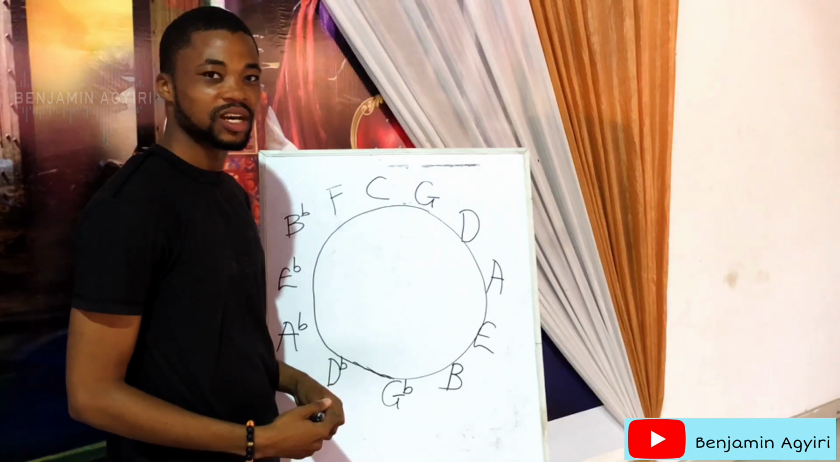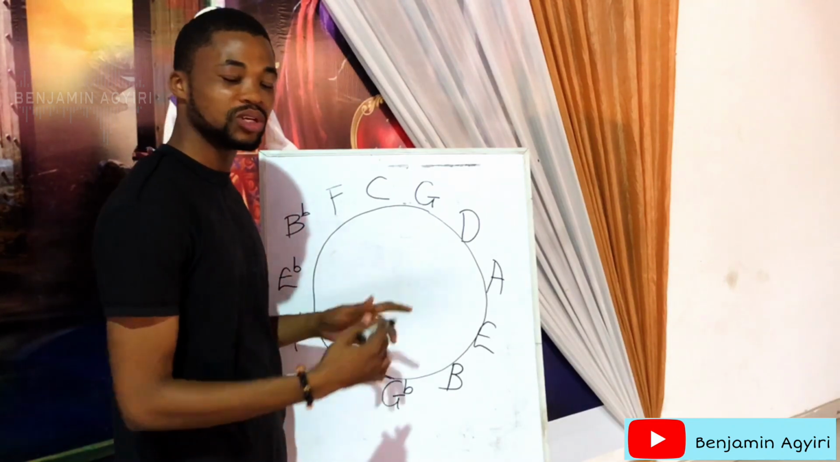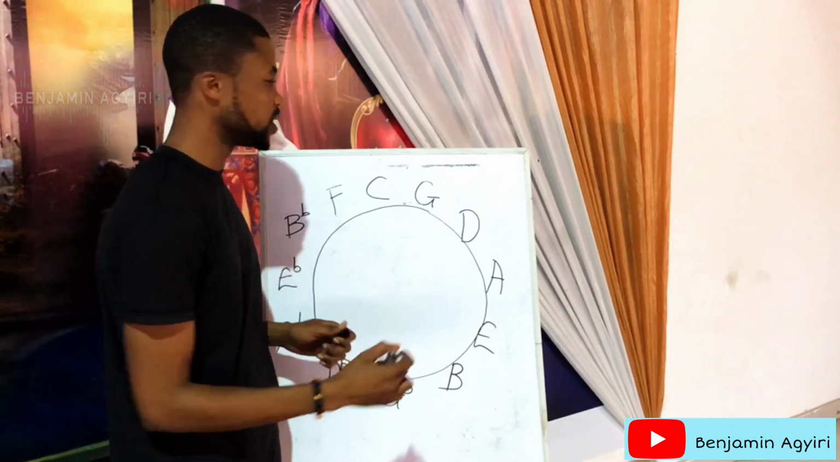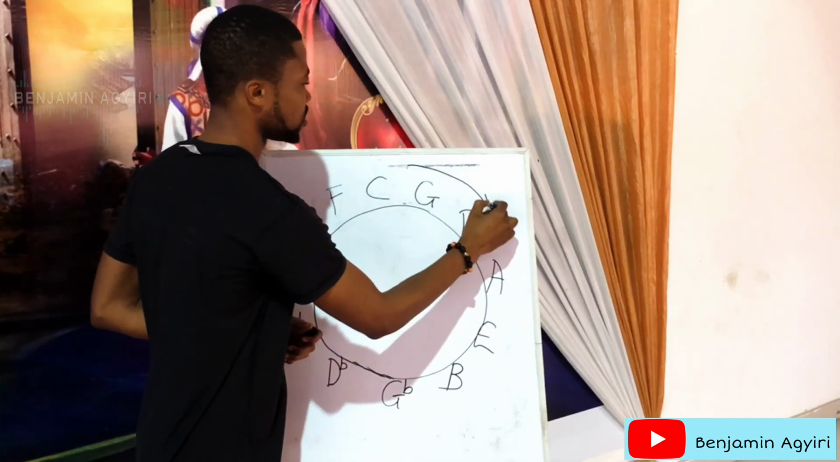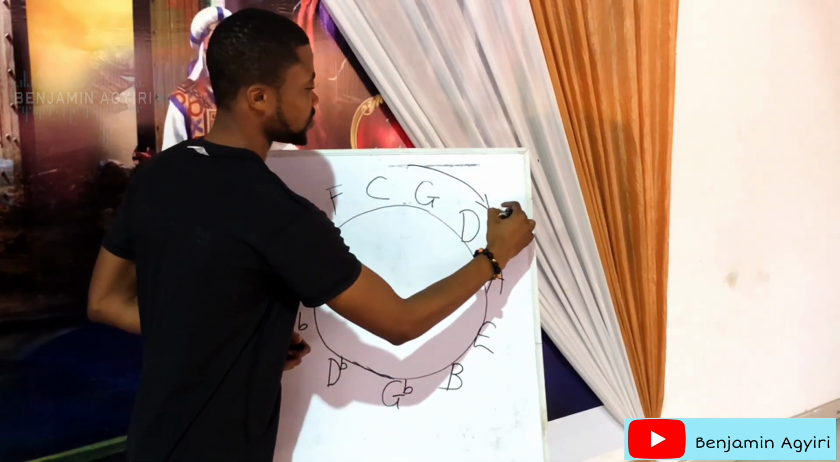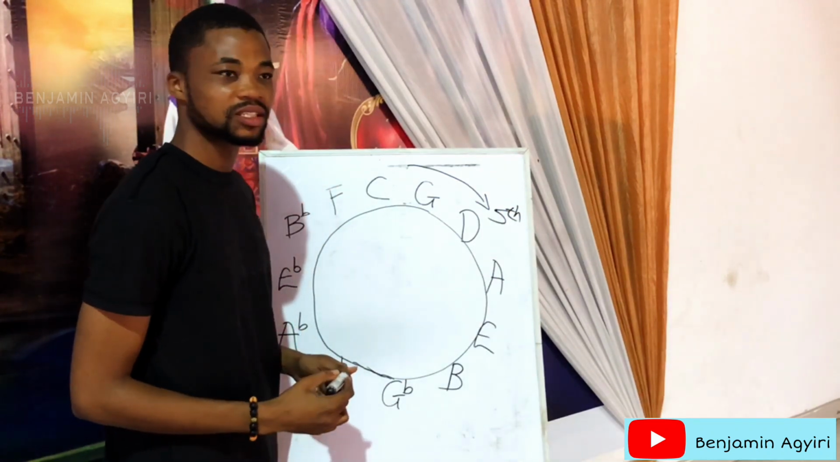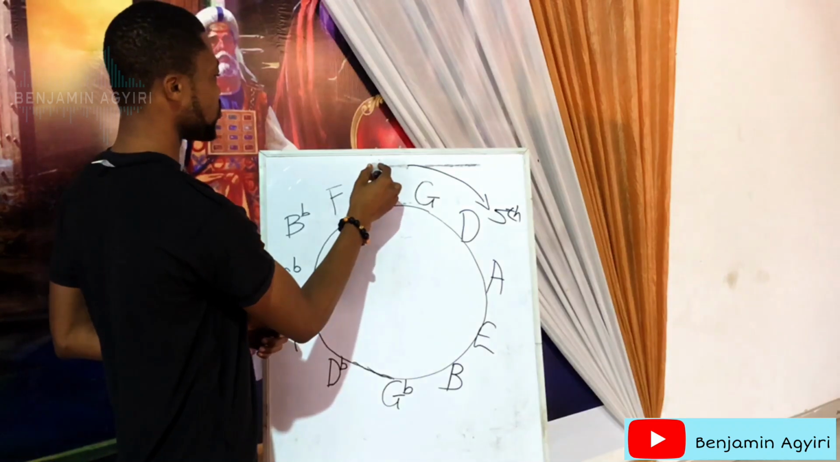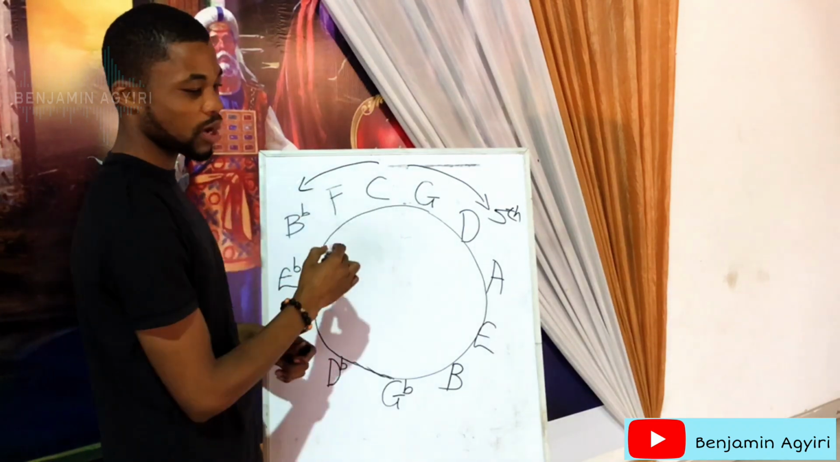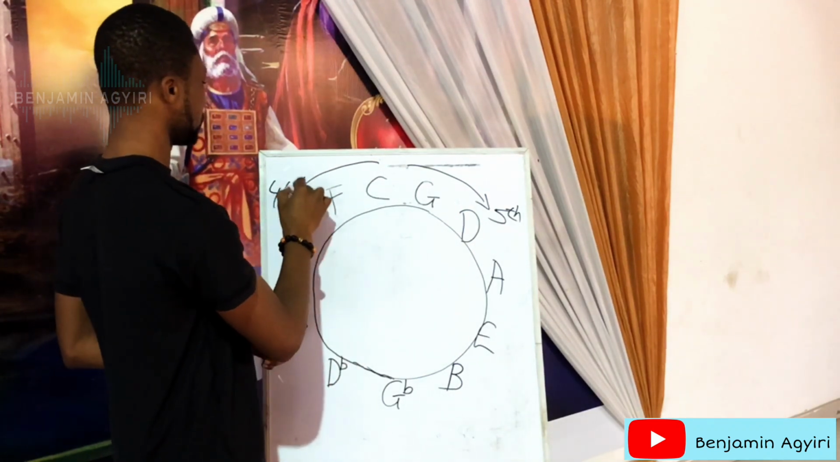From our previous discussion, we said moving from the left to the right is termed as clockwise movement. So clockwise movements, we move in fifths. And then moving from the right to the left is termed anticlockwise. We move in fourths.